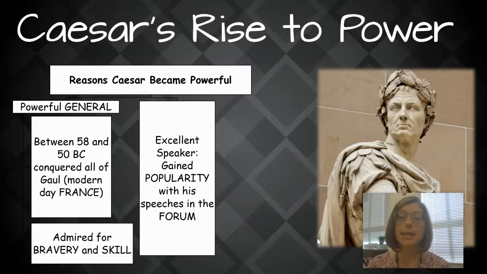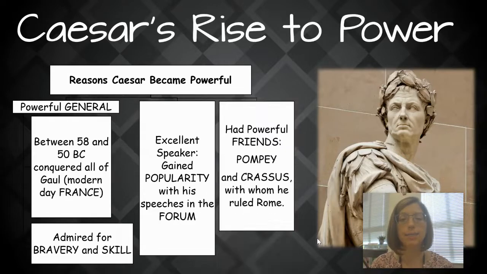He was also an excellent speaker. He gained popularity with his speeches in the Forum. So that picture of the Forum, not only would we have seen Cicero, but we also would have seen Julius Caesar. He had many powerful friends, Pompey and Crassus, with whom he ruled Rome. Pompey and Crassus were in the Senate. And so you have a general who has a good army following, who has the popularity from the people because he's a gifted speaker, and who also has some friends in the Senate with whom he ruled.